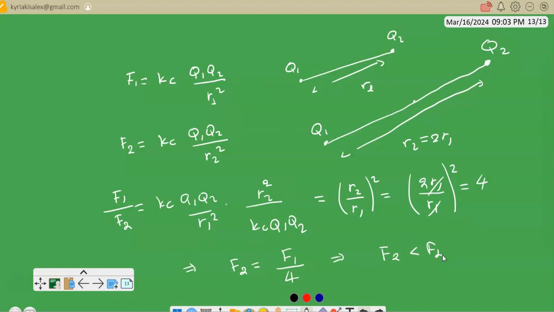What happens is that when I increase the distance between the two charges, if I double the distance, then F2 attenuates. So the force between the two charges decreases as I increase the distance.